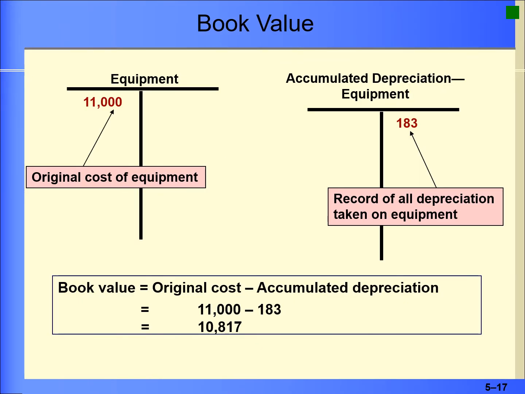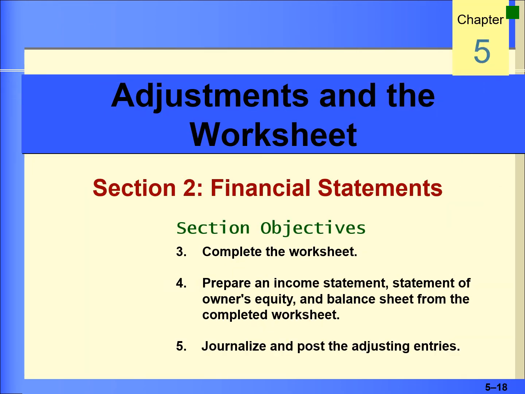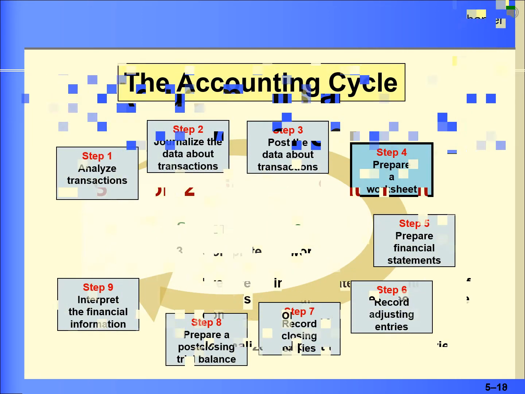And just to talk about what I talked about in the previous slides, here is the slide showing you the actual book value, where they're taking the original cost, which doesn't change, and subtracting out the accumulated depreciation to get $10,817. Okay, now the next step is to finish the worksheet, which is basically to complete the adjusted trial balance and then do the income statement, the equity statement and the balance sheet, which can be prepared from the worksheet.